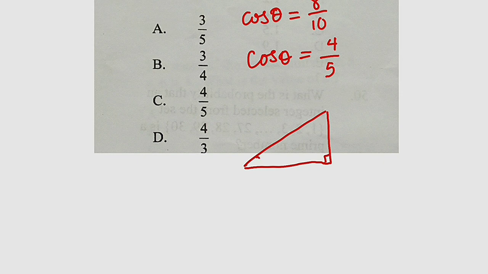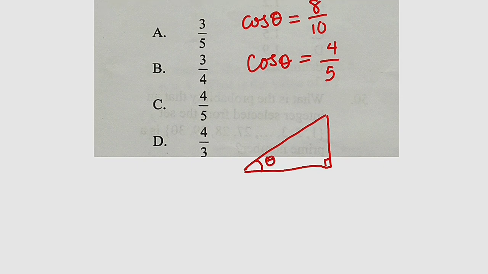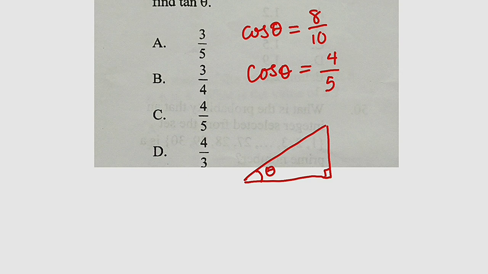Suppose we have a right angle triangle here, and this is our angle of reference. Cosine is what? Adjacent divided by the hypotenuse, and this is the adjacent side, and this is the hypotenuse. So what will be the measure of the opposite side? It will be the square root of hypotenuse squared, that is 25, minus the adjacent squared, that is 16, because 4 times 4 is 16. And 25 minus 16 is 9, square root of 9 is 3, which means that the opposite side is 3.